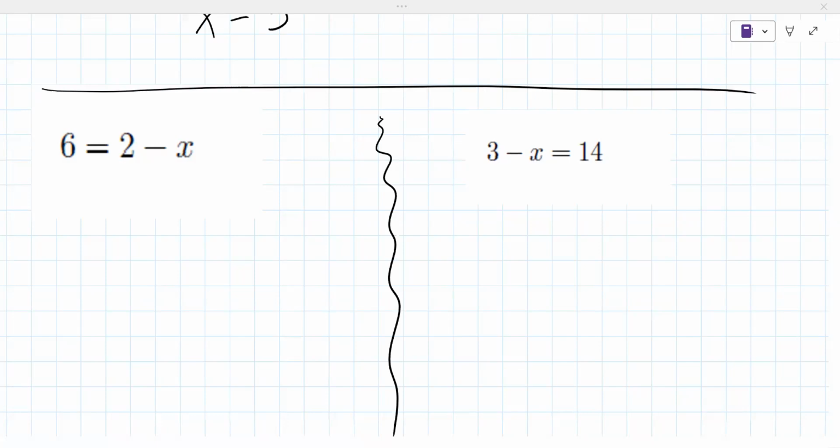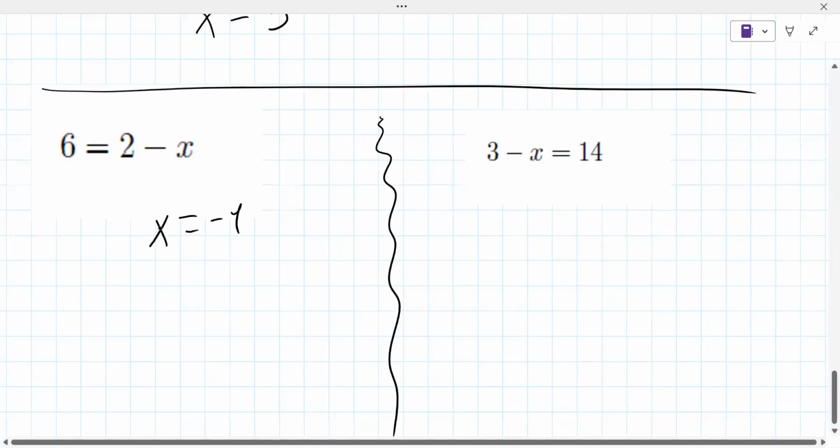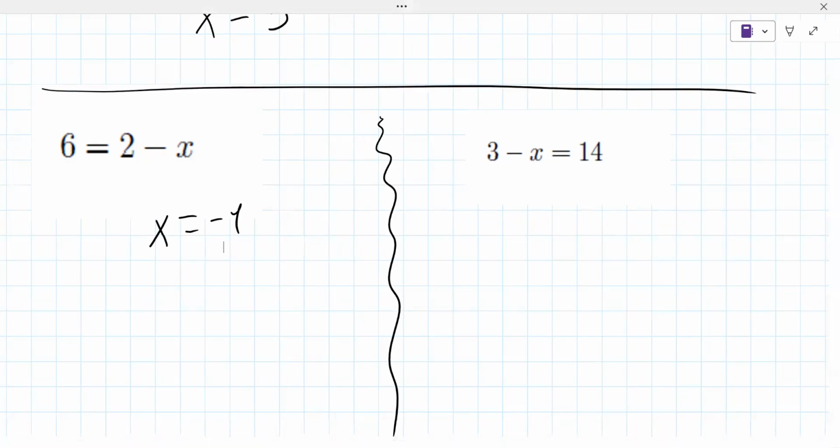Okay, so for the first one, I got x equals -4. That is correct. How about the next one, do you have it or do you need some more time? The next one, I got x equals -11. Perfect. Really good. So you feel like you're kind of getting this down. You got it, right? No big deal.